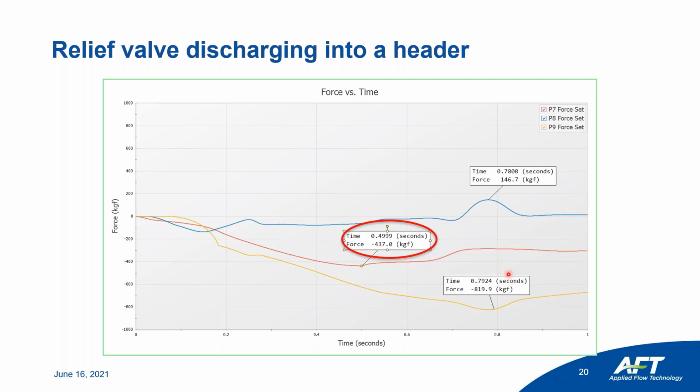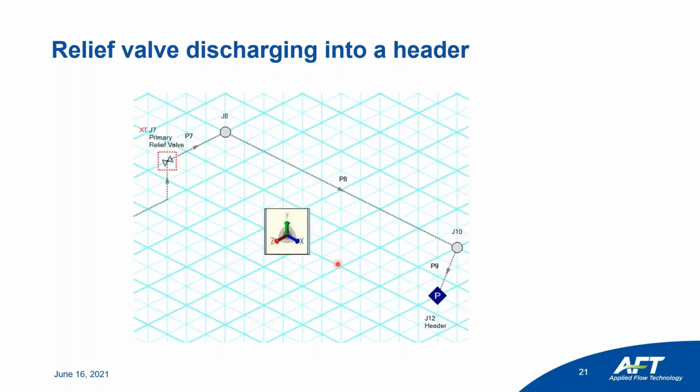And finally, in the connection to the header, we're getting 819 kilogram forces. So the resultant forces, as I said, is 437 kilograms in the connection with the relief valve, 146 kilogram forces in this. So if you're going to use an anchor, or a stop or a guide, you know the forces.